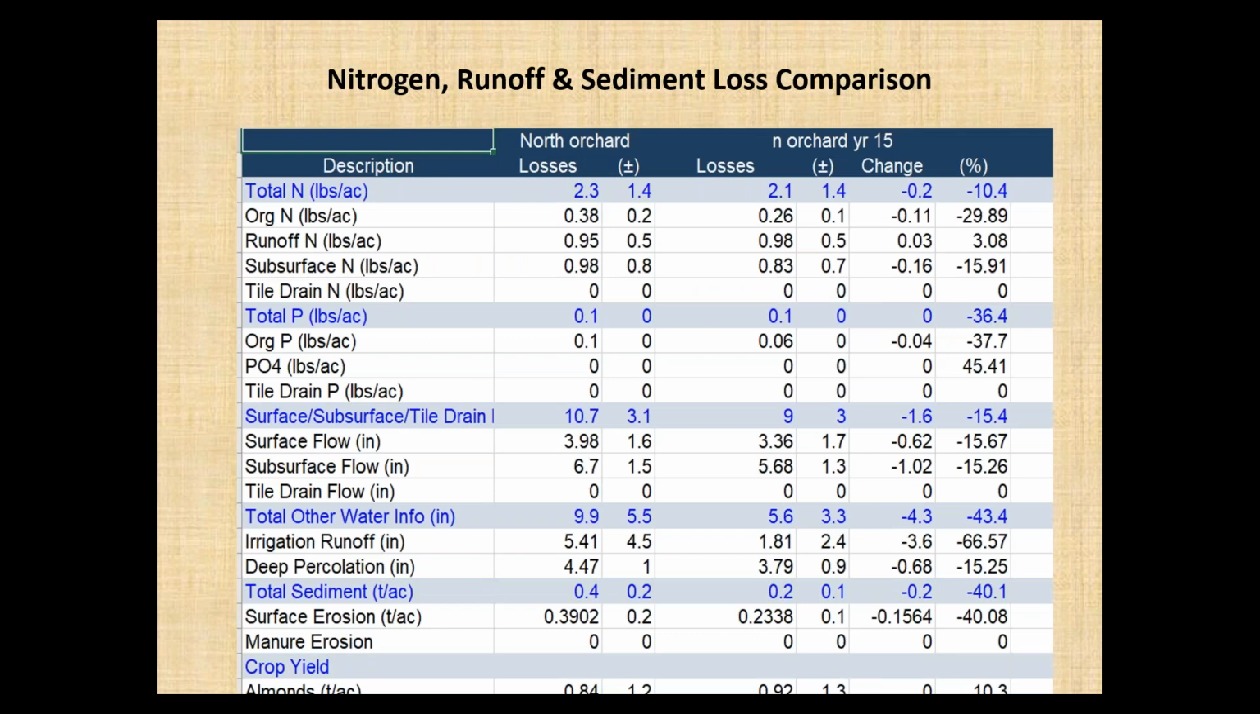So here's a breakdown of nitrogen and the row for total phosphorus, total other water, total sediment. So for instance, nitrogen broken down to organic N, runoff N, subsurface N. There's no tile drain N in California, but it shows the breakdown that comprises the 2.3 pounds an acre. So it provides a little bit more detail, and it can be useful.